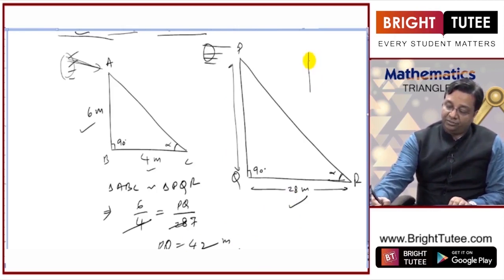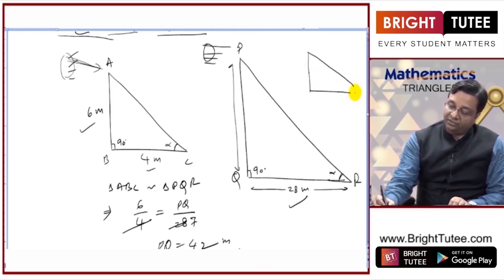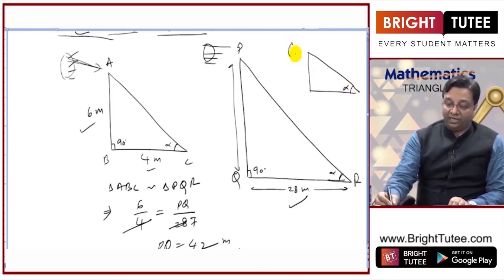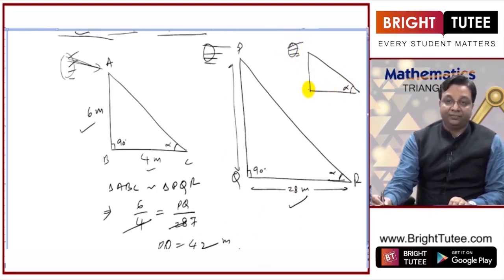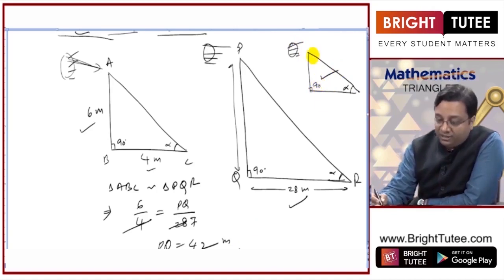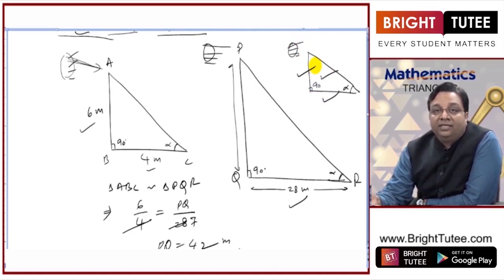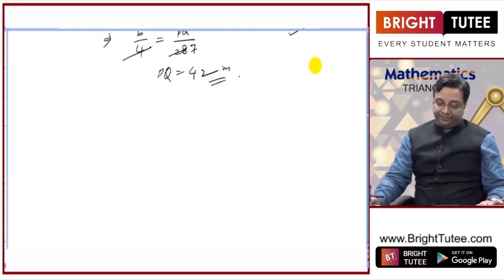You can take any other object also, so it will have a shadow somewhere, right? This angle will also be alpha if you are observing at the same time, and this angle being 90, this triangle will also be similar to these. So if any of these two dimensions is given, I can obtain the second one using the concept of similarity. Okay.